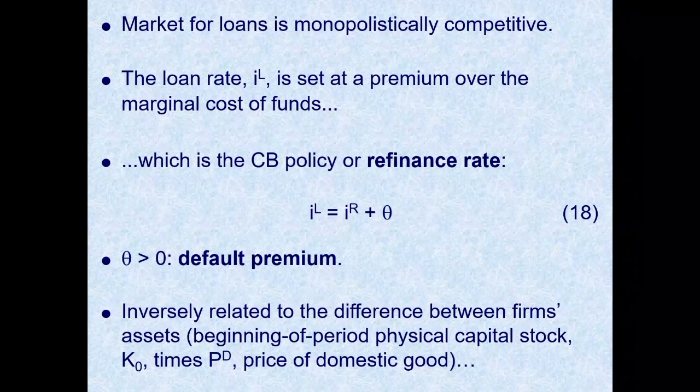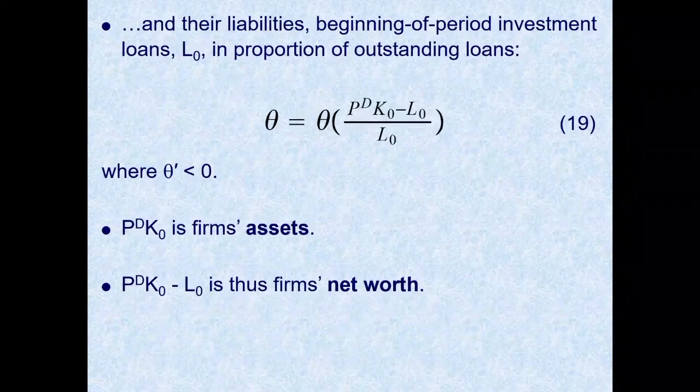And how does this effect come through? It's essentially the assumption that theta, the premium, varies inversely, negative partial derivative here, with respect to the net worth of the borrower. The net worth of the borrower is the assets of the borrower. Remember, these are firms. What are their assets? The capital stock, K0, and we value that capital stock at the price of investment, which is PD. So these are the assets, minus the liabilities, which is the borrowing at the beginning of the period, L0. So essentially, what PD K0 minus L0 represents is net worth. So if the net worth improves, the individual will be charged a lower risk premium.